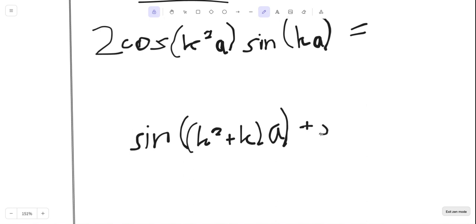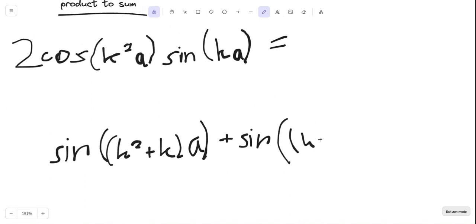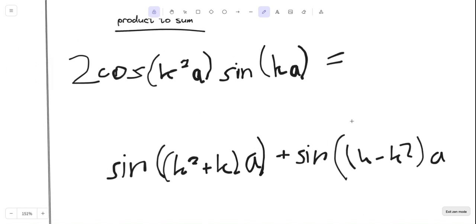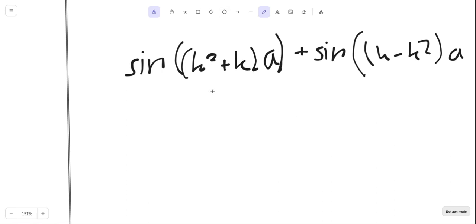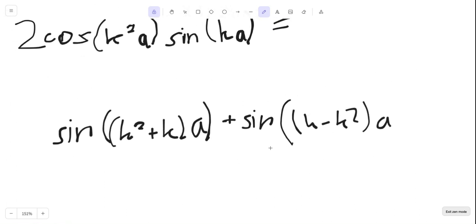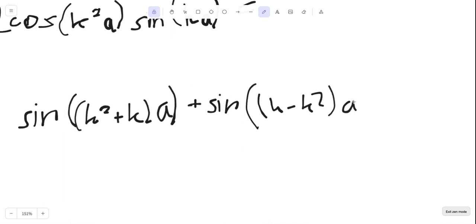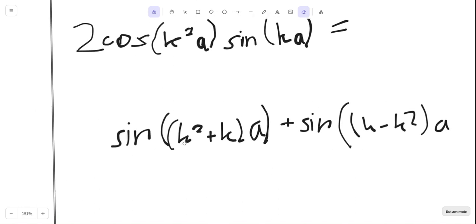And then sine of k minus, it would actually be k minus k squared times a. But if you do a few steps ahead, you're going to realize that you can telescope the series. If you list out the first few terms, they telescope really quickly, because we can factor this out easily: k squared plus k is actually k times k plus 1.